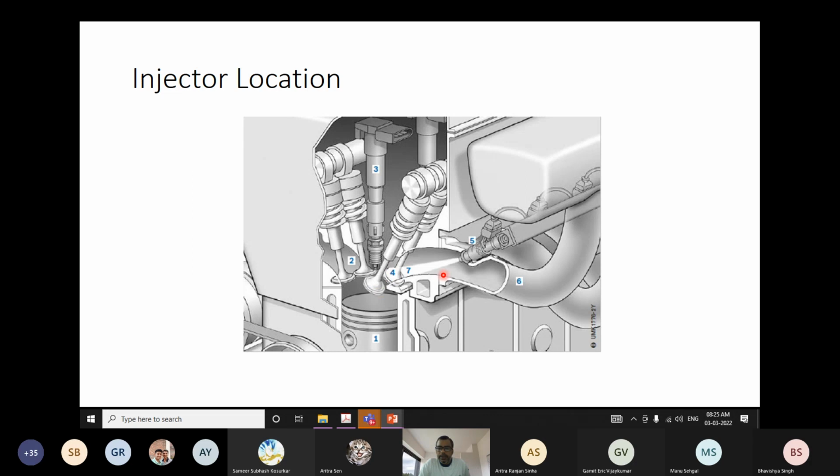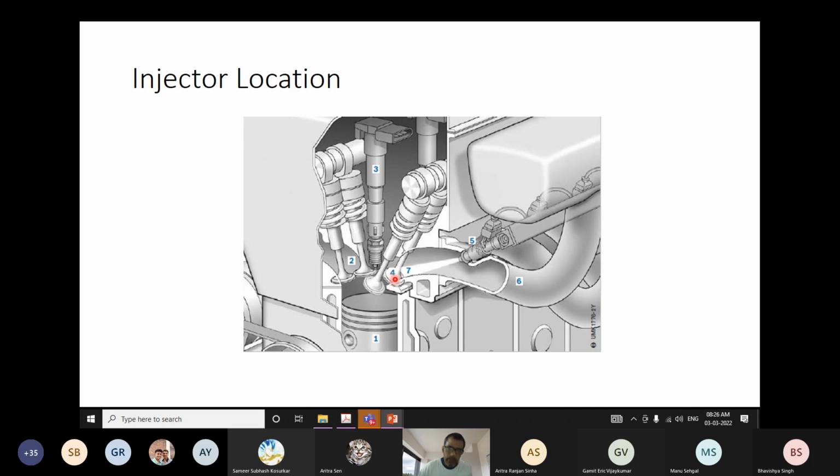So what I'm trying to say is that in the MPFI system, the injector location and its orientation is such that the jet, whatever is coming out from the injector, will hit on the back side of the intake valve. The injector location and orientation are such that the jet directly hits the back side of the intake valve.